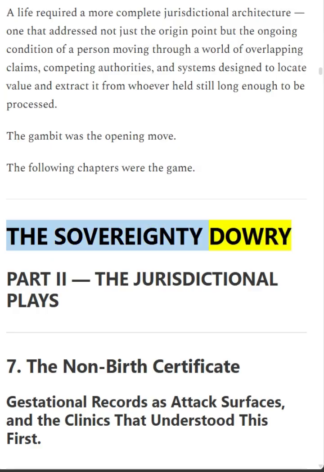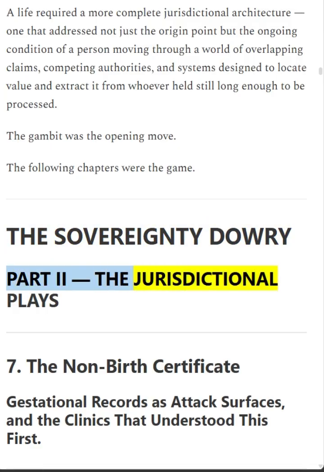The sovereignty dowry. Part 2, the jurisdictional plays. 7. The non-birth certificate. Gestational records as attack surfaces, and the clinics that understood this first.